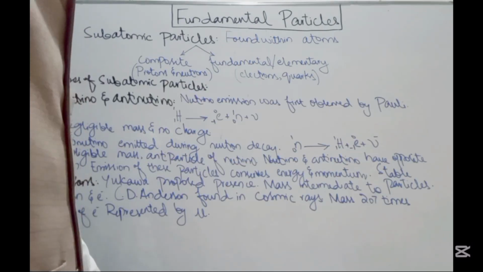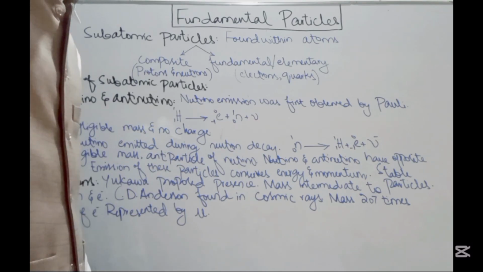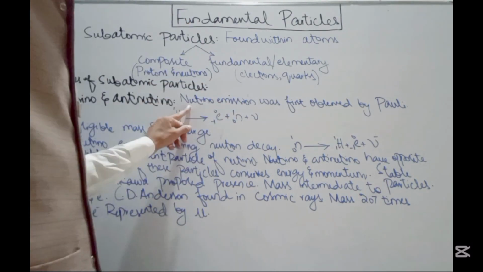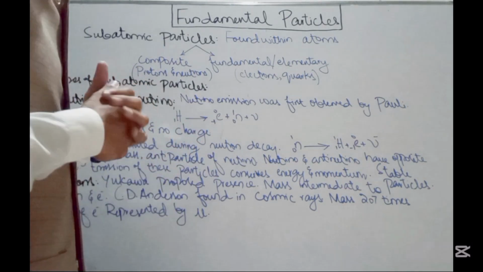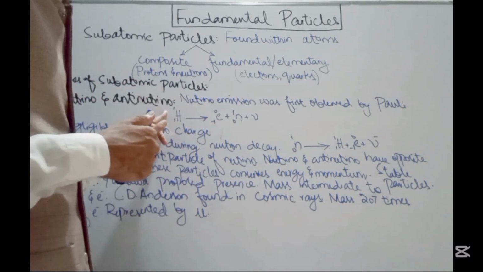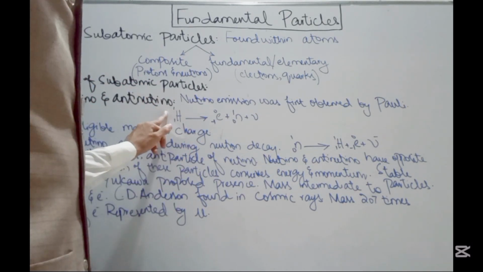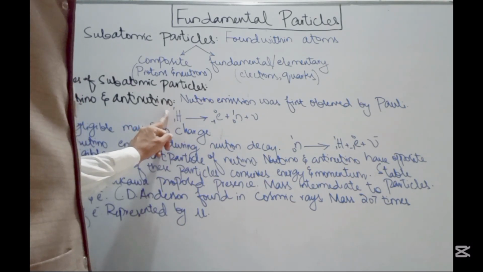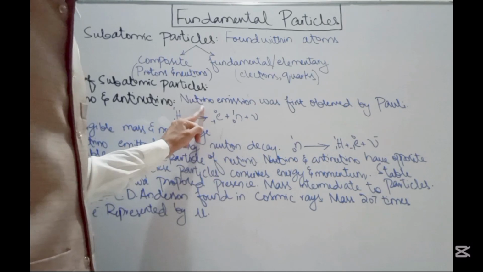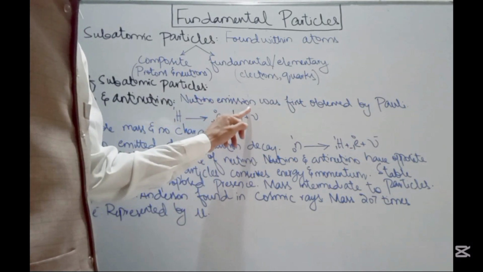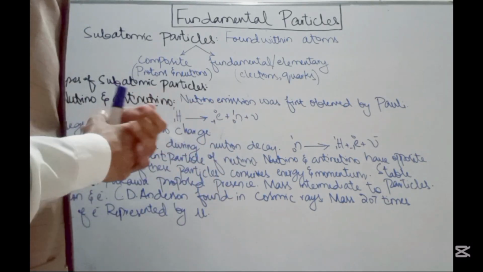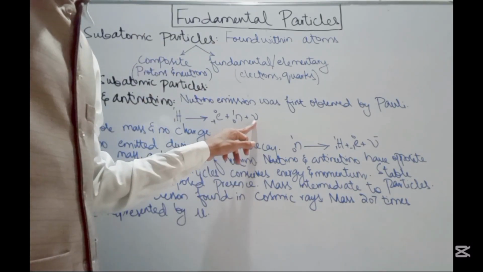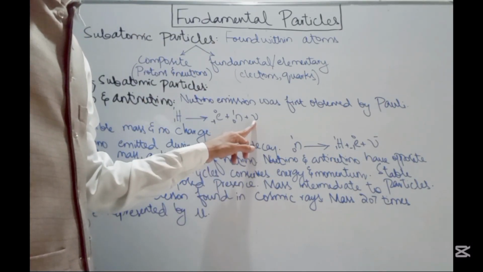The next subatomic particles are the neutrino and anti-neutrino. These are negligibly small particles. Neutrino emission was first observed by Pauli. During the decay of the neutron, neutrinos were first observed to be produced. The neutron decays into a proton, an electron, and the nu. Nu is basically a small particle known as the neutrino. It has negligibly small mass and no charge, so they are neutral.